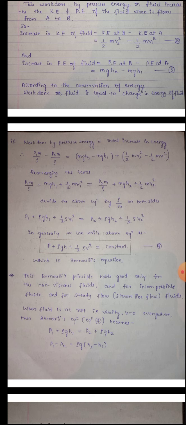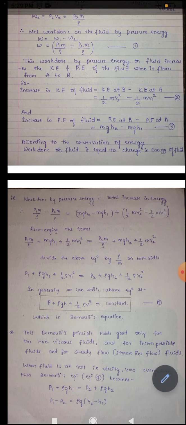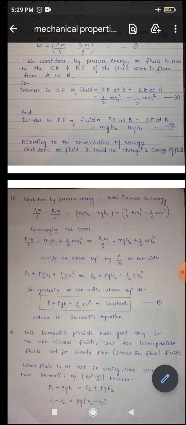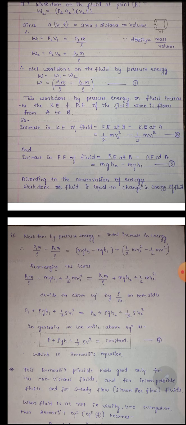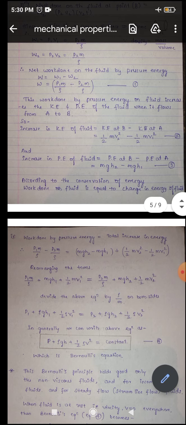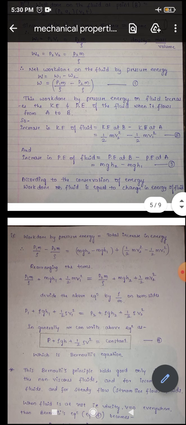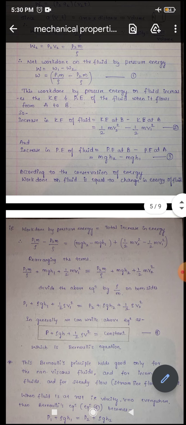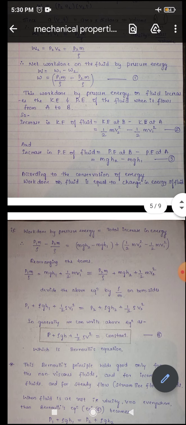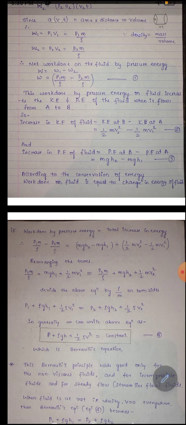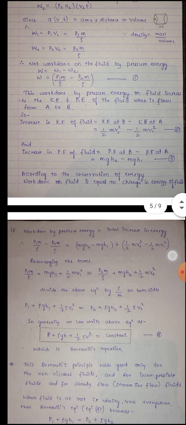So substituting using equations 1, 2, 3, we write the work done by pressure energy, which is this W value, P1m divided by rho minus P2m divided by rho, equal to the total increase in energy, which will be the sum of both kinetic energy and potential energy. So mgh2 minus mgh1, this is the potential energy, plus the kinetic energy, that will be 1 by 2 mv2 square minus 1 by 2 mv1 square.